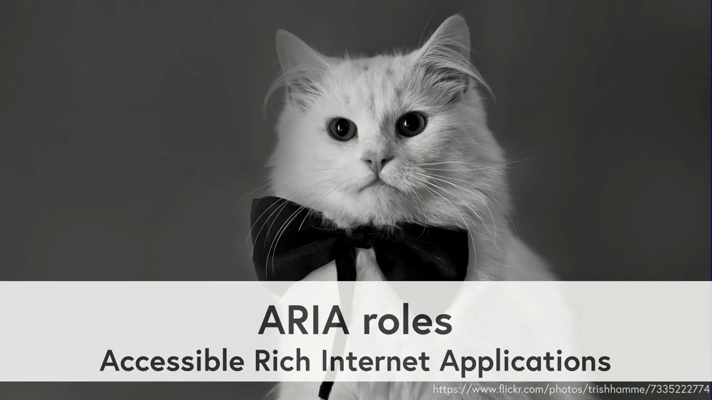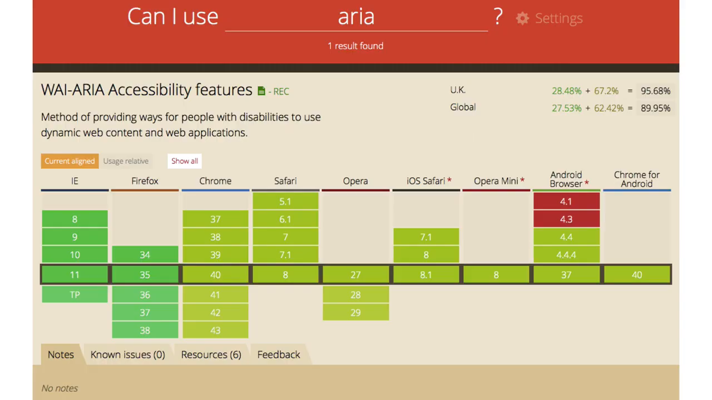So ARIA roles, Accessible Rich Internet Applications, are special attributes that you put on your HTML tags. You don't need to install anything on the server or the client to use them. They're just there, they're part of the spec. They should work as far as the spec goes, as we'll see. Browser support, Android was a bit shaky, but it's much better now. Can I use doesn't really tell the full story.